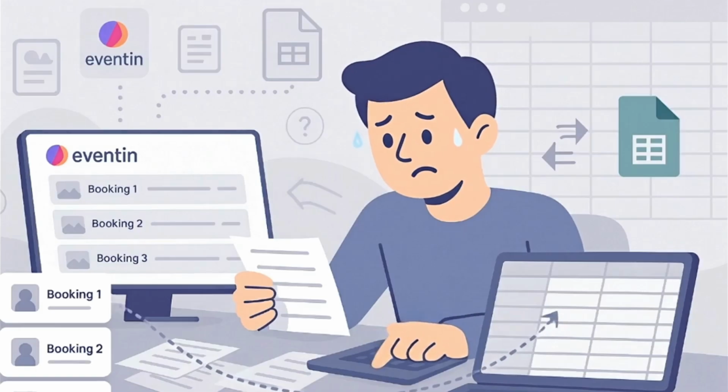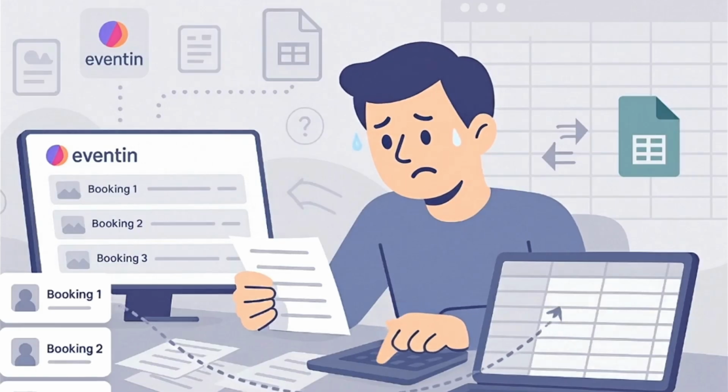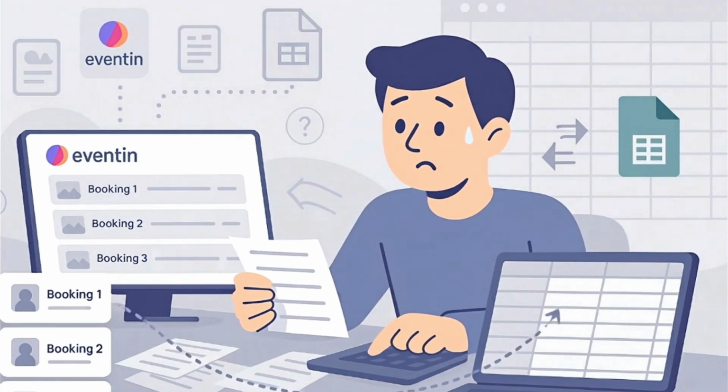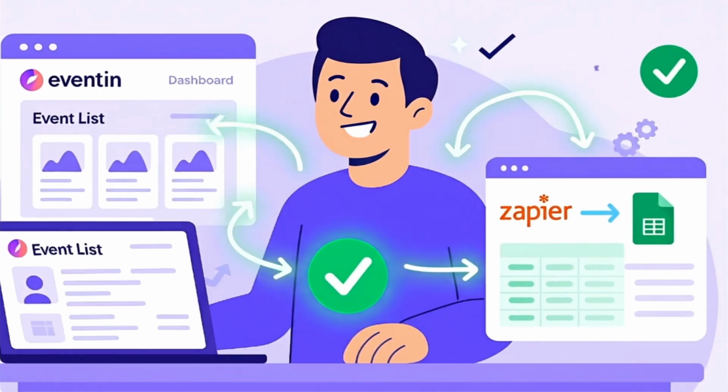Want to automate your event booking process and send data straight to tools like Google Sheets? In this video, we'll show you how to connect Eventin with Zapier, so your event data flows exactly where you need it, automatically.